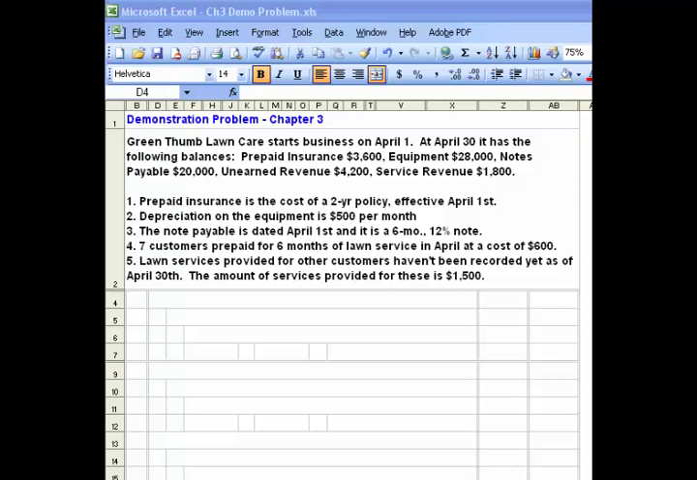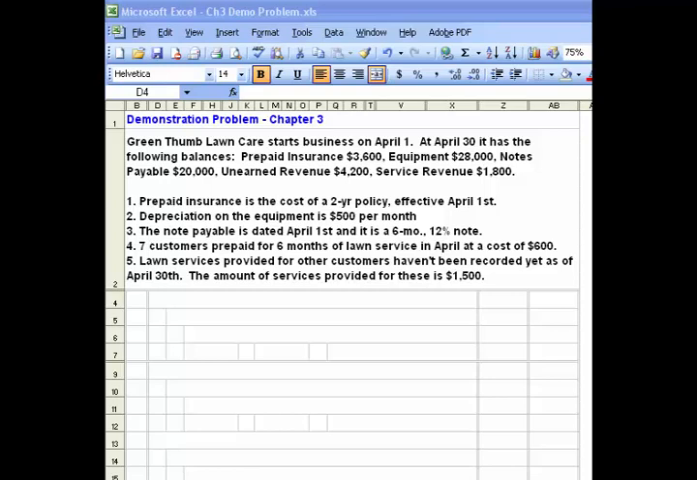Hi everyone. I'm going to take a moment now and walk through the demonstration problem that appears in our text on page 109 at the end of chapter 3, and hopefully this will be of some value to you. In front of you, I've reworded the problem so that you don't need to go back and forth from the textbook if you don't like.